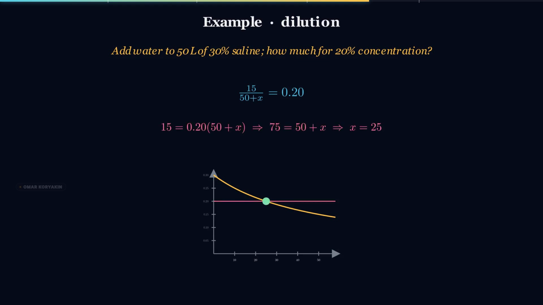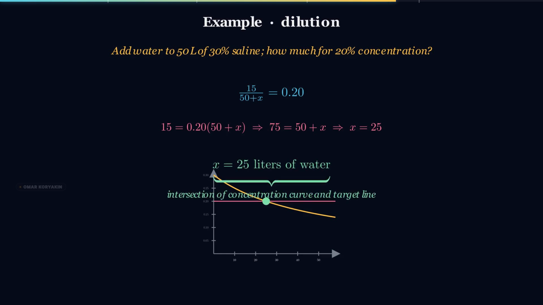Solve the rational equation. Multiply both sides by 50 plus X. 15 equals 0.2 times 50 plus X. Distribute: 15 equals 10 plus 0.2X. Subtract 10 and divide by 0.2: X equals 25. Add 25 liters of water. The graph shows the new concentration as a hyperbola dropping from 30% toward 0 as X grows. The horizontal target line at 20% crosses the curve exactly at X equals 25, confirming the answer geometrically.